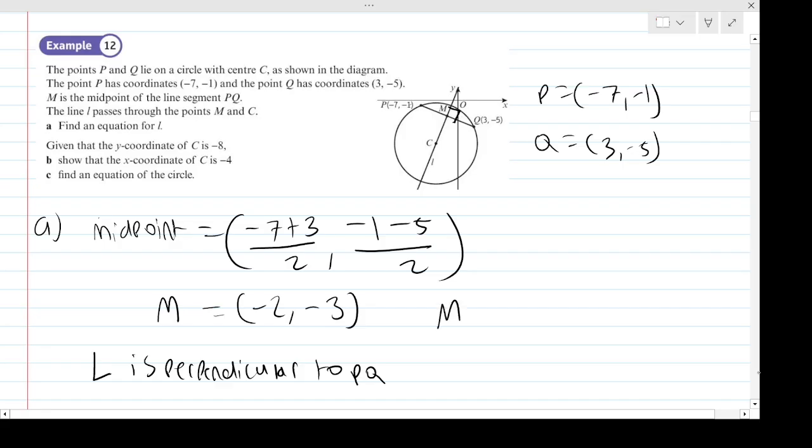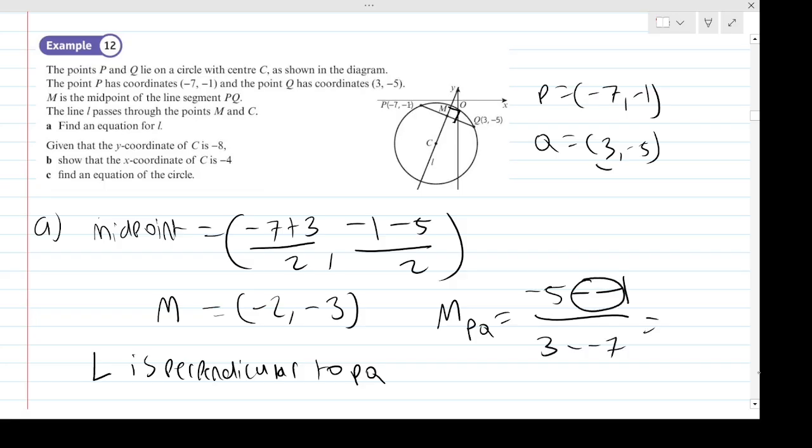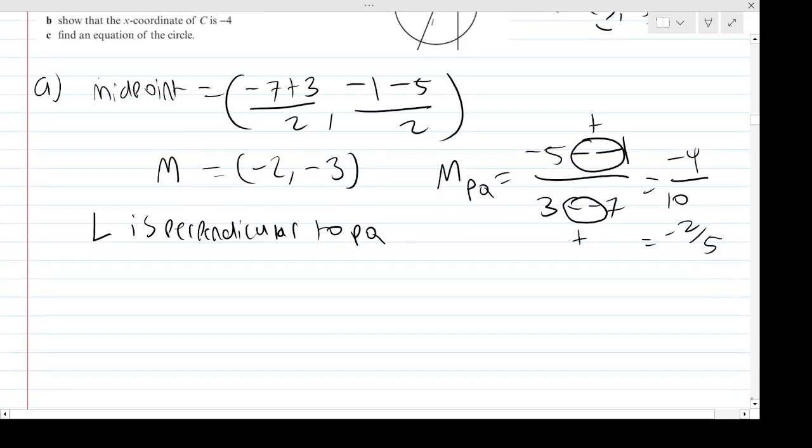We can work out the gradient of PQ. Again, just do changing y over changing x. So firstly, let's take Q first. So changing y, take -5, then take away the other y coordinate, take away -1. Then we do the same for changing x, so 3 take away -7. Well, that's -5 and then plus 1, double negative, same way, plus there. So -5 plus 1 is -4. Then 3 add 7 is 10, and that goes to -2 over 5. Cool. So that's our gradient of PQ.